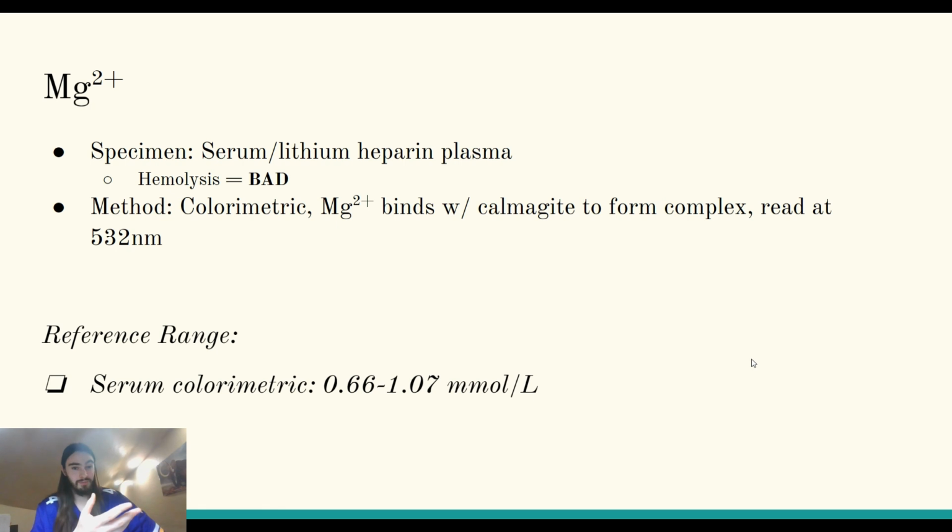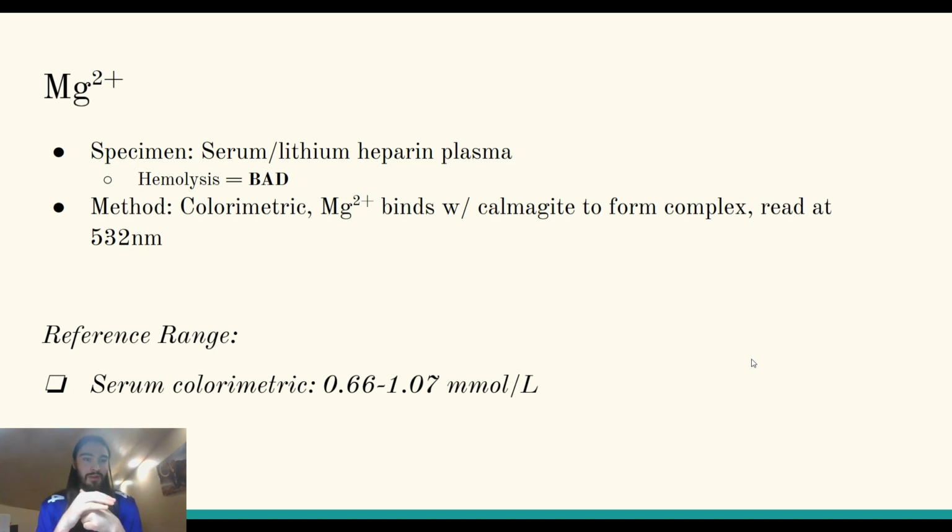Magnesium specimens: serum, lithium heparin. I probably should have just said serum, lithium heparin for all of these because that's where they're measured. Besides bicarbonate CO2, where you can measure partial CO2 on arterial and whole blood specimens. Hemolysis is bad for magnesium because it's an intracellularly concentrated cation electrolyte. If you have lysed cells, all that electrolyte is being released, and that causes a falsely increased magnesium value.